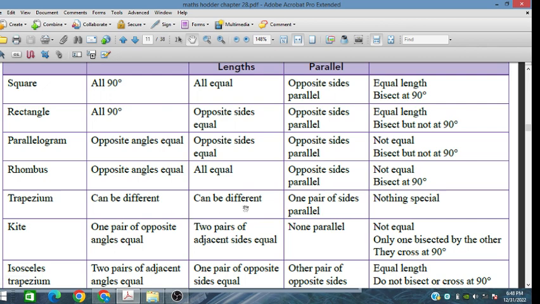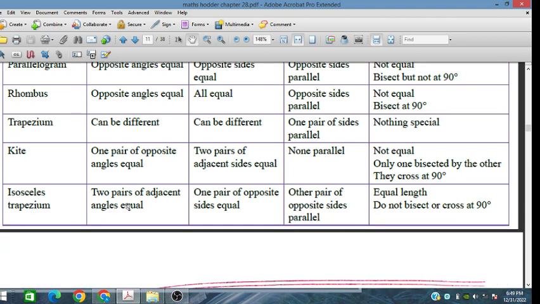Trapezium can be different, with one pair of sides parallel, nothing else special. Kite, one pair of opposite angles equal, 2 pairs of adjacent sides equal, none parallel, diagonals not equal, only one is bisected by the other, and they cross at 90 degrees. So the diagonals always cross at 90 degrees. Isosceles trapezium, 2 pairs of adjacent angles equal, one pair of opposite sides equal, one pair of opposite sides parallel, diagonals equal in length, do not bisect or cross at 90 degrees.